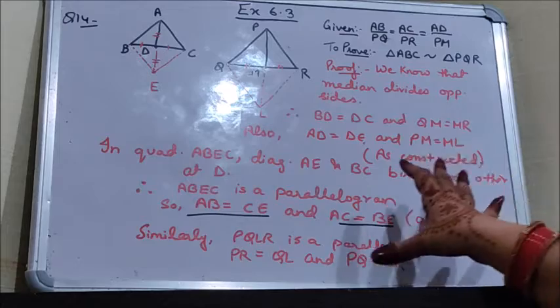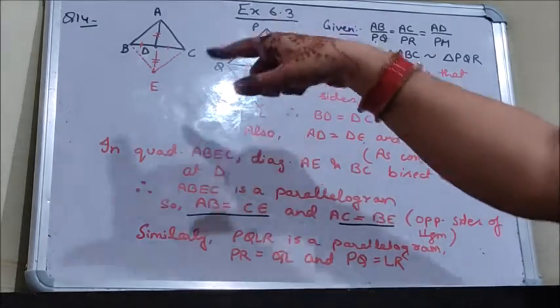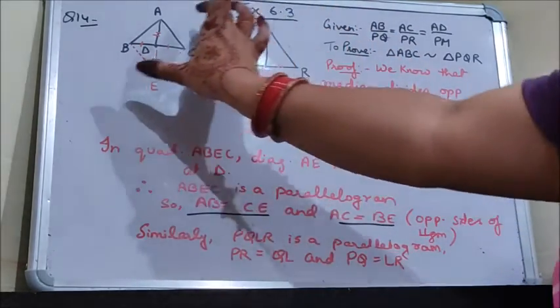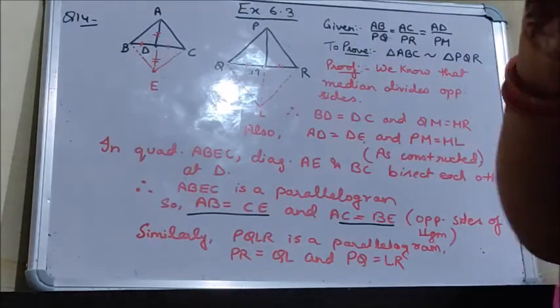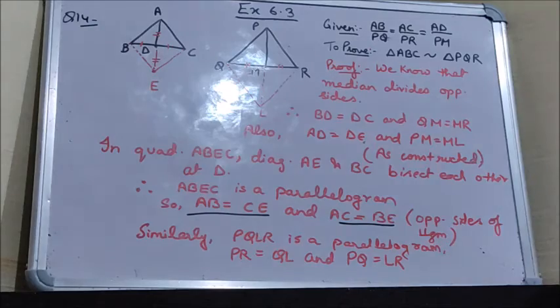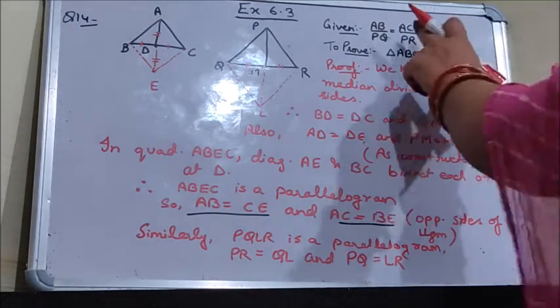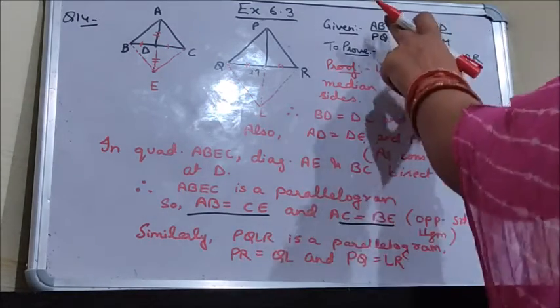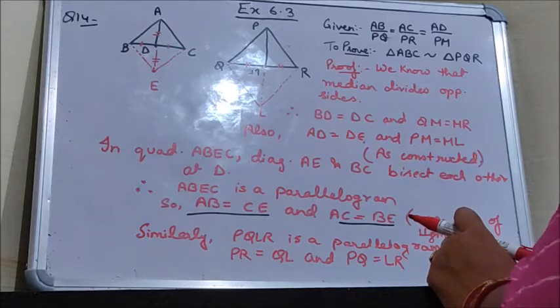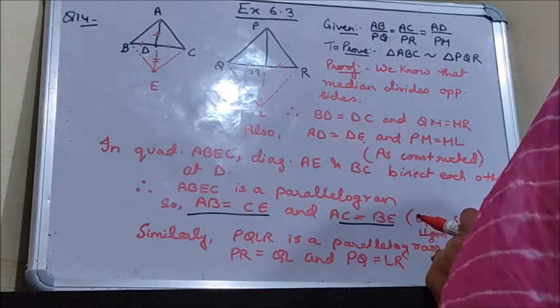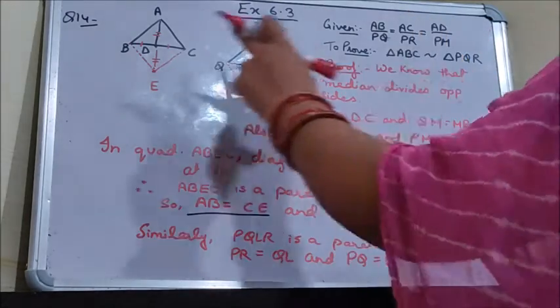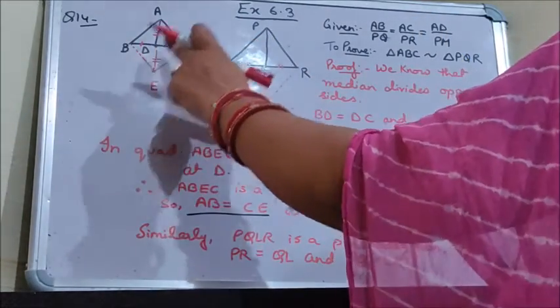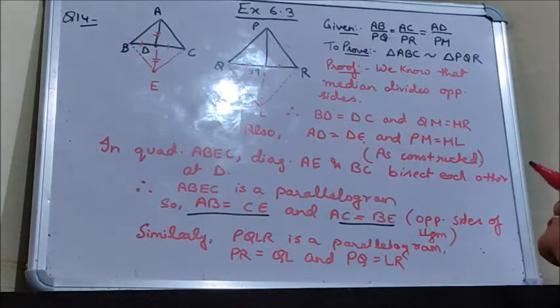Now what we have done is constructed and proved that these are parallelograms, and since these are parallelograms, opposite sides are equal. Now, in the relation that they have given, we will put the values. AB upon PQ is equal to AC upon PR, and in place of AC you can put BE also because these are equal. Let me erase the board, then we will continue.